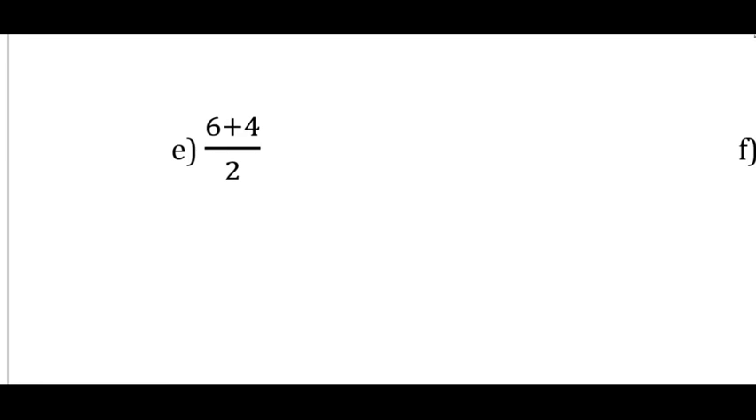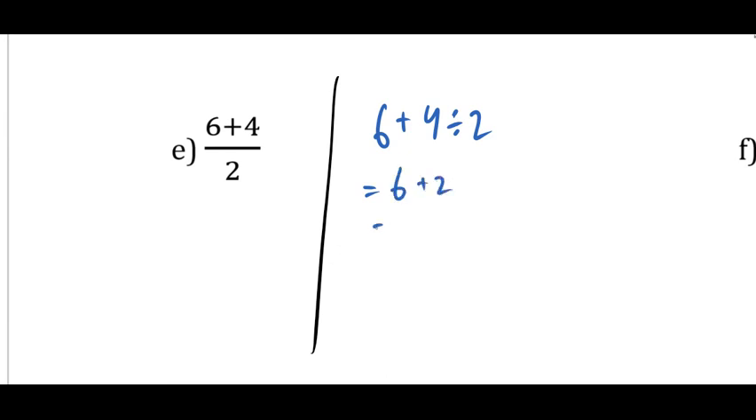If I say this out loud, just listen to what I say. 6 plus 4 divided by 2. That sounds like this: 6 plus 4 divided by 2. And how would I answer this? I would divide first, which is 4 divided by 2, which is 2, and I'd get 8. But that is not the correct answer, is it?